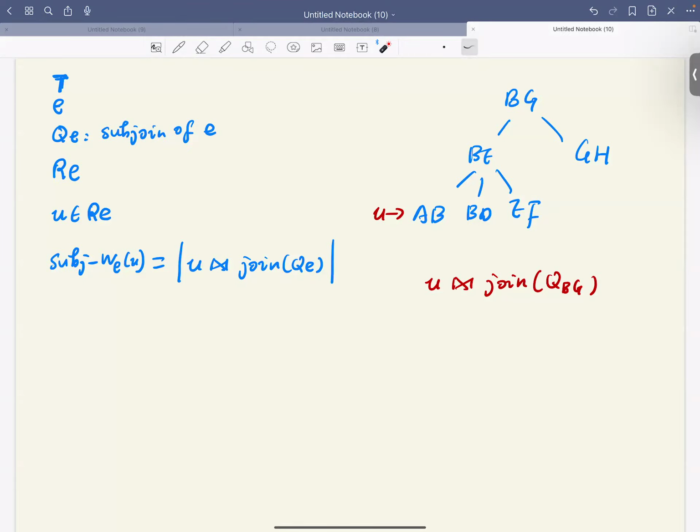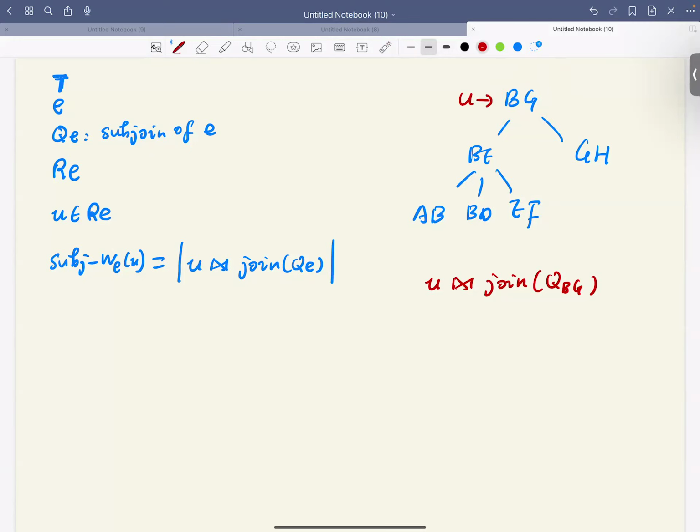If you want to count the output size of the entire join, this is the problem you want to solve. Why? Because once you are able to solve this problem everywhere, by everywhere I mean for every single relation, you are then able to easily compute the result size of the overall join. All you have to do is go back to the root. U is a tuple in this root relation, right? And then you will ask the question.